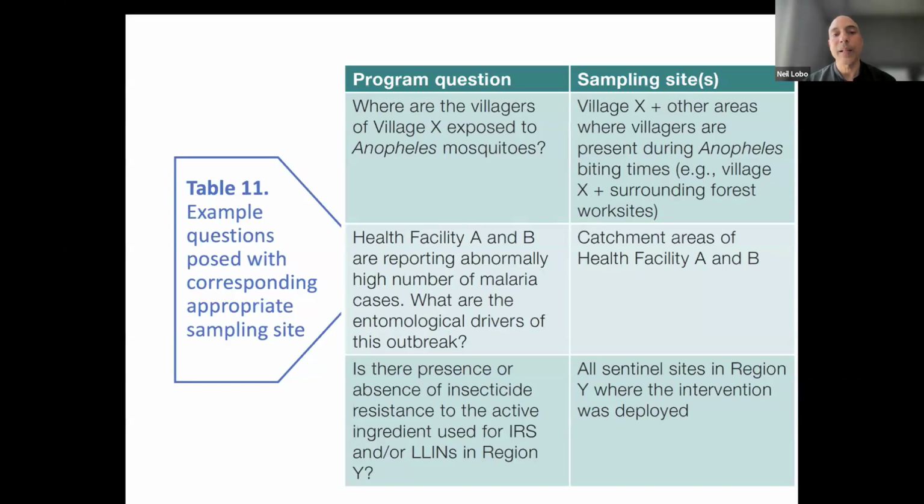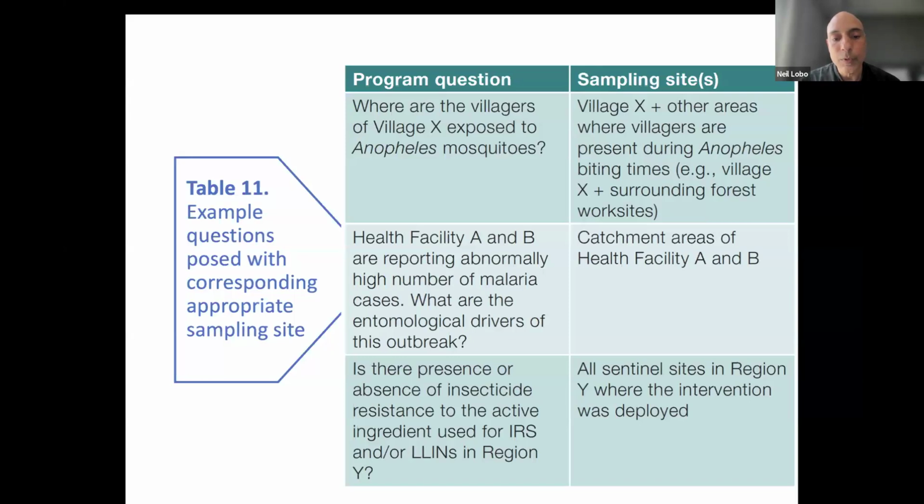Another question is, let's say health facility A and B are reporting high numbers of malaria cases, and we want to understand what the entomological drivers of this outbreak are, right? Since health facility A and B are reporting abnormally high numbers of malaria cases, we want to go to the health facility A and B catchment area. So we would select villages in the catchment area of health facilities A and B. This makes common sense, right? I hope so.